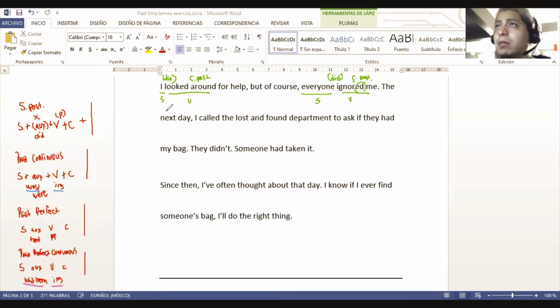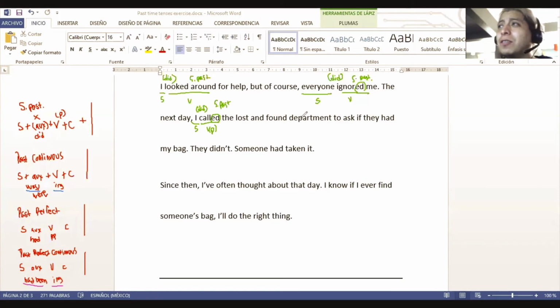The next day, one day after that, I called. This is the simple past. The auxiliary is did. Because you don't have the auxiliary, you need to change the verb to the past. Yes? This is the simple past. I called the lost and found department. The lost and found department is a department in big stores and malls, or maybe in public transportation offices, where whenever people find something, they leave it there.